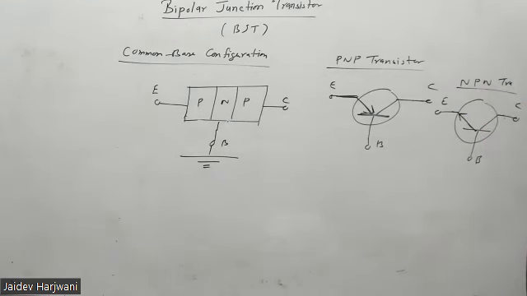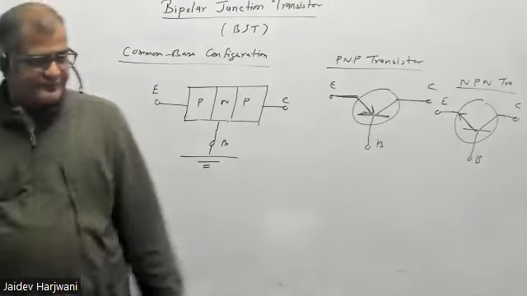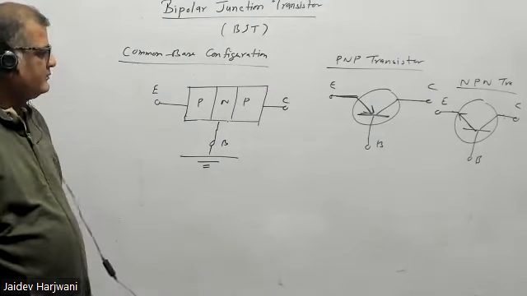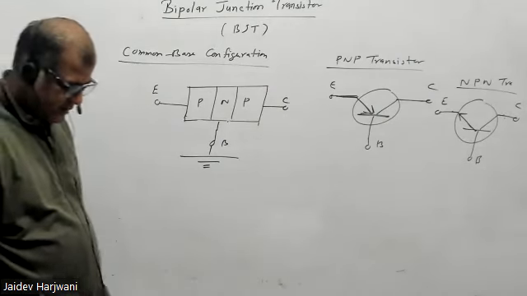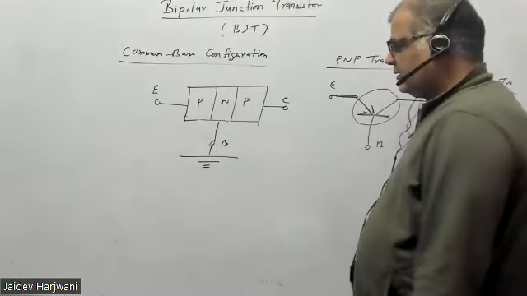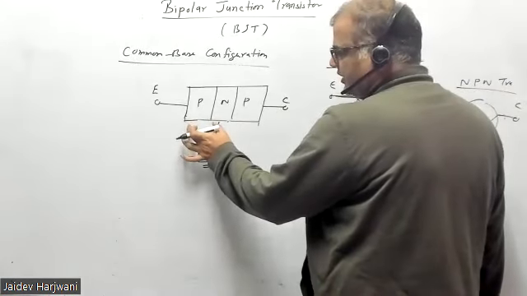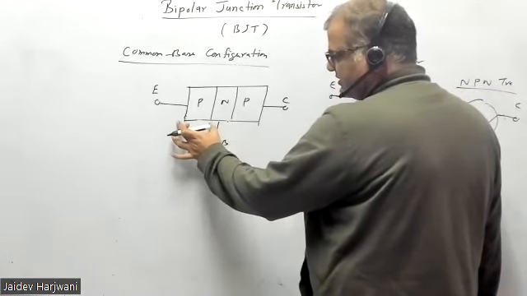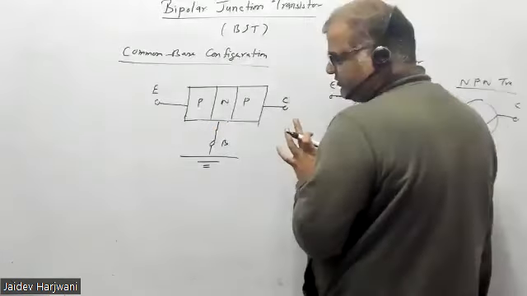Okay. So that difference you should understand. So I'm discussing here a PNP transistor. You can take an NPN transistor also. Okay. Now here, common base. So this is the E junction, this is the B junction. I have to make this junction forward bias, and this is the BCB junction. I want to make it reverse bias.